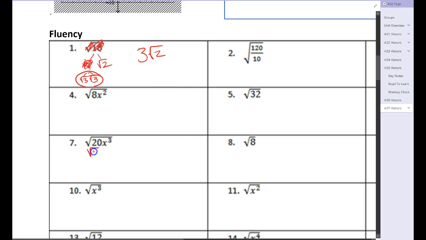20 breaks down into radical 20 and x cubed. So 20 is 5 and 4. 4 is 2 and 2. So the 20 becomes 2 radical 5. What am I talking about? 2 radical 5. It is entirely too early. 2 radical 5. And x cubed breaks down into x, x, and one more. 1 x comes out, 1 stays inside. So 2x radical 5x.